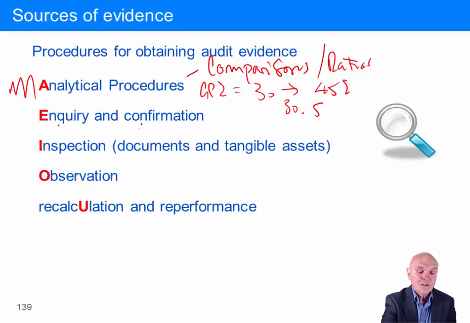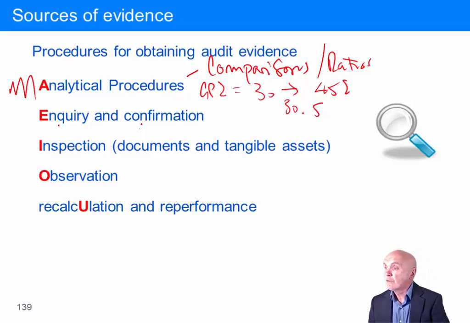Inquiry and confirmation. So someone is supposed to, as goods come in from the suppliers, someone is supposed to count them, to look for damage and so on. Obviously you could ask that employee, do you inspect goods as they come in? And of course the employee is going to say yes. So inquiry is a form of evidence which is actually very weak.